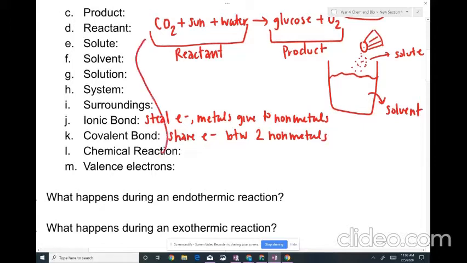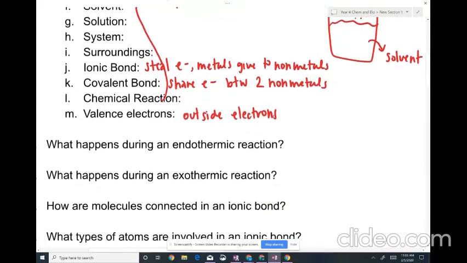A chemical reaction is something like we have up here, our reactants plus our products. That stuff together is going to be our chemical reaction. So we start with one thing and we end with another thing. Okay, and then valence electrons are outside electrons. So the electrons that we have on the outside, on the last ring, we can look at that, and that will be our valence electrons. Okay.